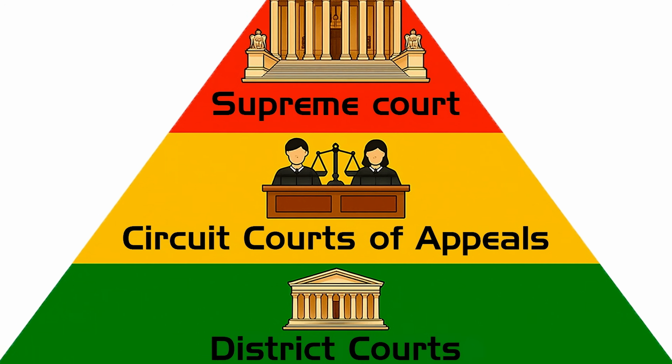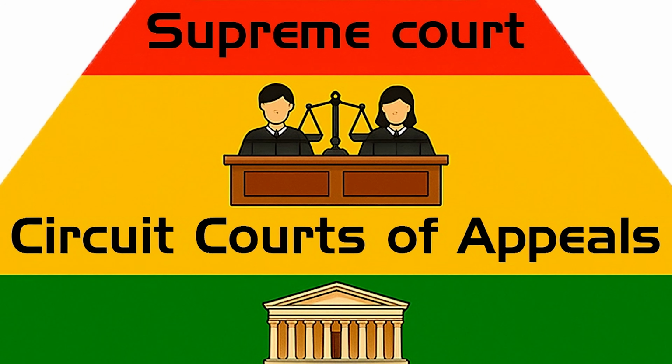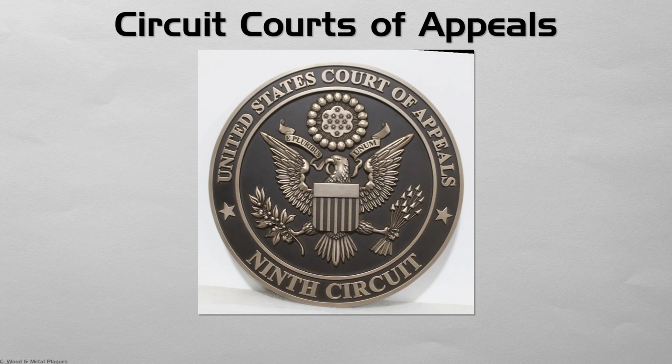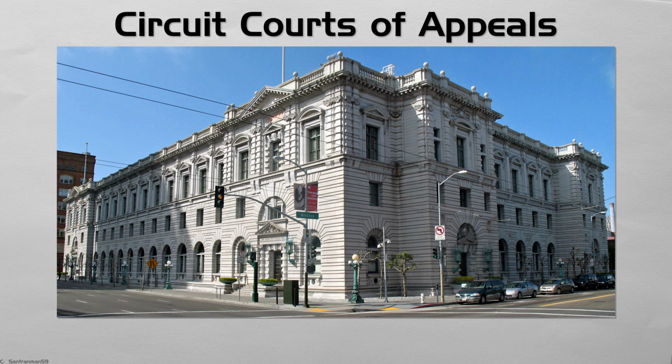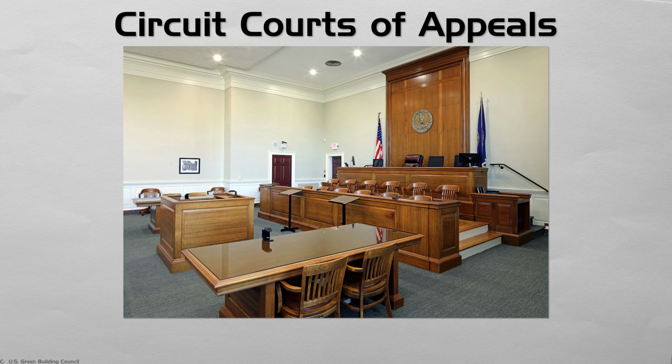The U.S. Circuit Courts of Appeals. This is the first level of appeal. If a party loses a case in a district court and believes a serious legal error was made, they can appeal to the appropriate circuit court. It is critical to understand that this is not a new trial. There are no juries, no new witnesses, and no new evidence.